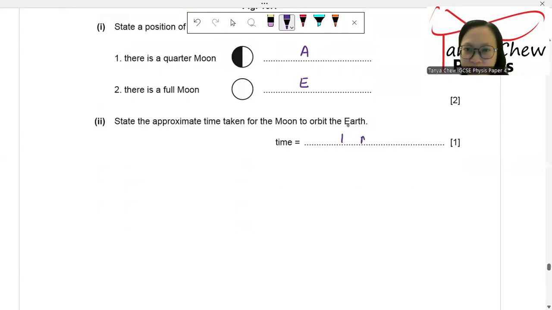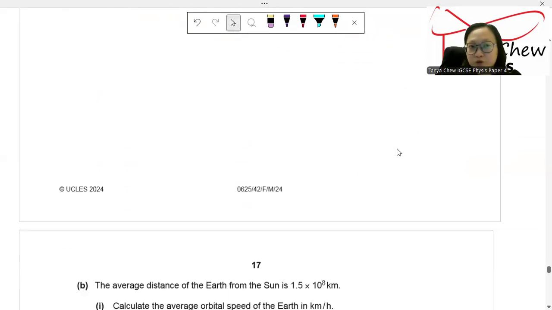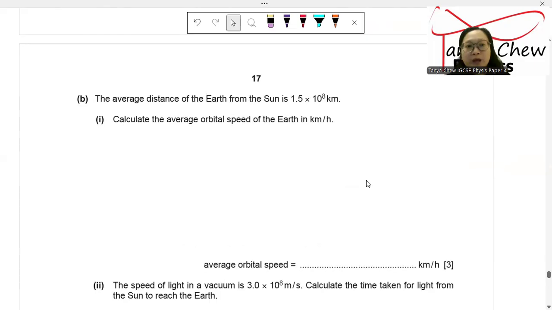So you can put in days if you want, but I put in 1 month, easier. Right, so 1.0 month, because they didn't give you any unit that you should put in. So you put in month, it is okay. Now, the average distance of the Earth from the Sun is 1.5 times 10 to the power 8 kilometer. First part, calculate the average orbital speed of the Earth in kilometer per hour.